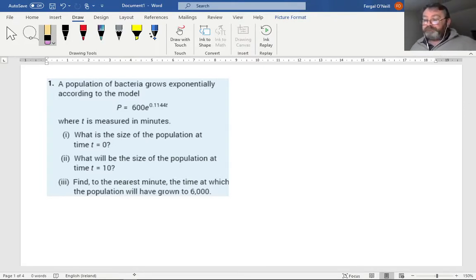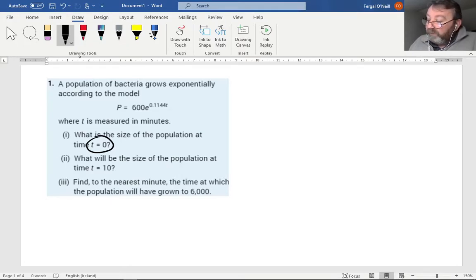Okay, question 1. A population of bacteria grows exponentially according to the model p equals 600e to the power of 0.1144t, where t is measured in minutes. What is the size of the population at time t equals 0? Now again, I just want to take a minute to talk about t equals 0. What exactly does that mean? T equals 0 always means the beginning of something. Okay, so what is the size of the population?